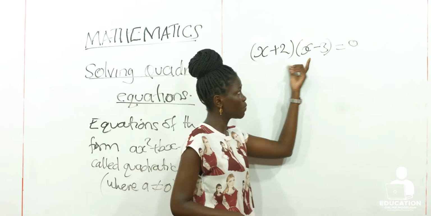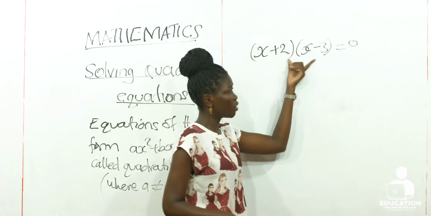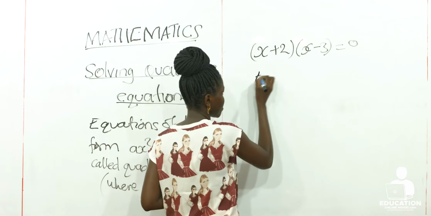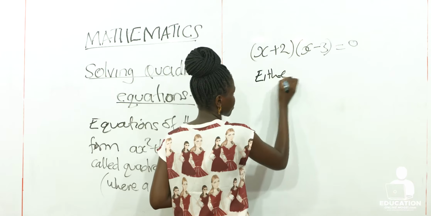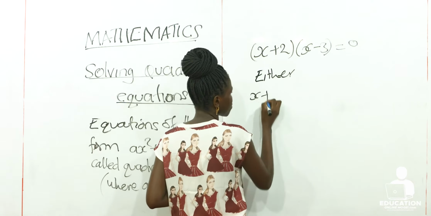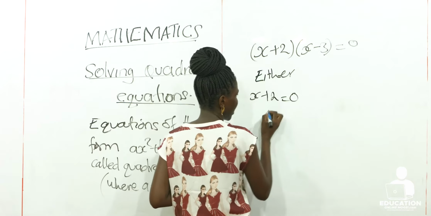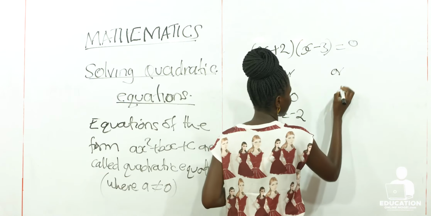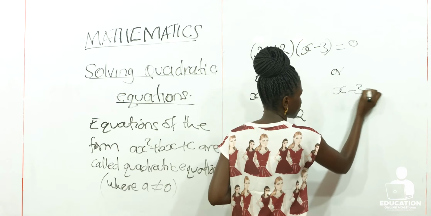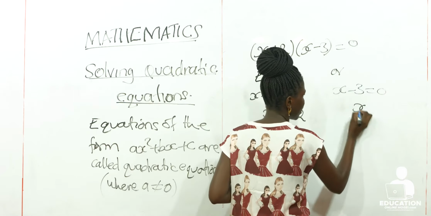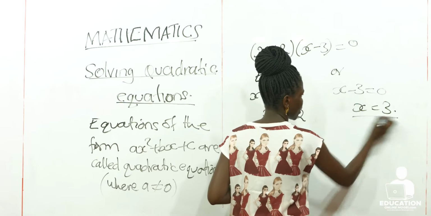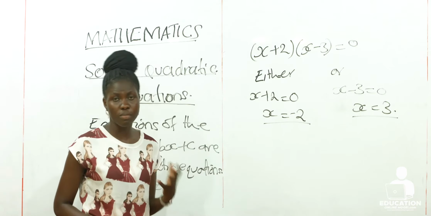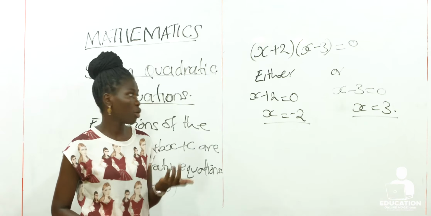After getting the two factors, you're supposed to equate each of them independently to 0 so as to come up with the answer. For example, we can say either x plus 2 is equal to 0, and our final value of x will be negative 2, or x minus 3 is equal to 0, and the final value of x will be positive 3. As we said, the values we get at the end may be equal, unequal, or equal to 0.